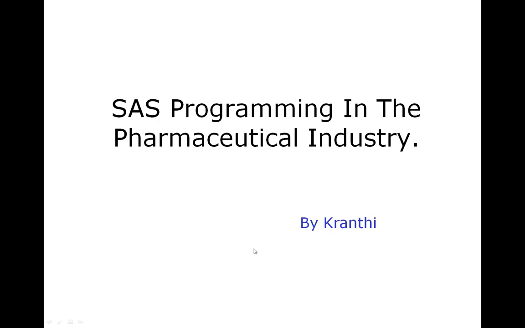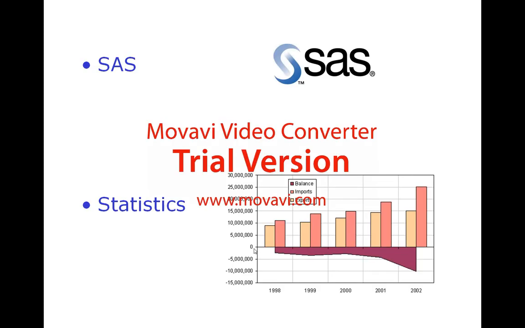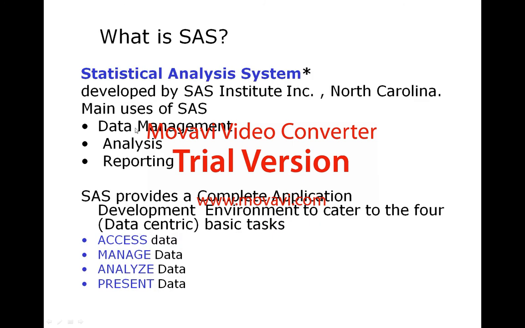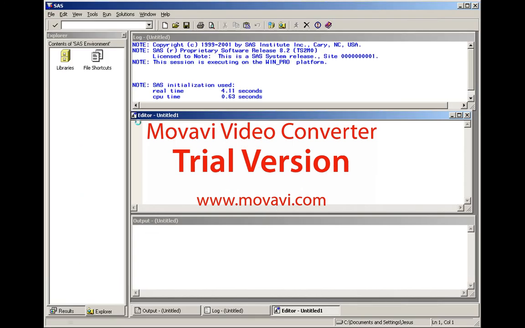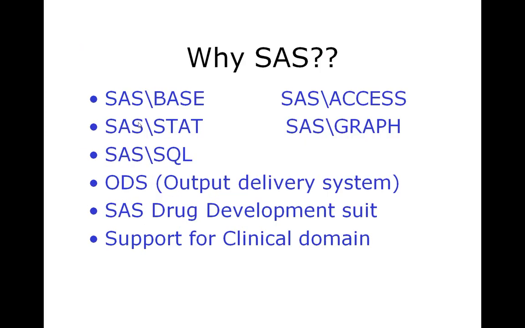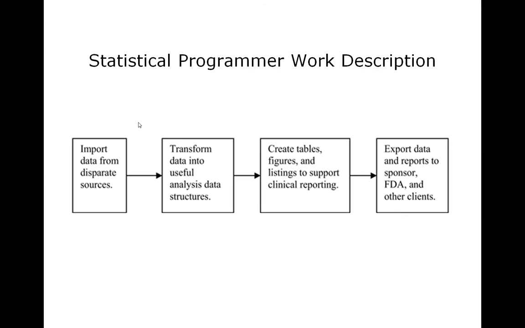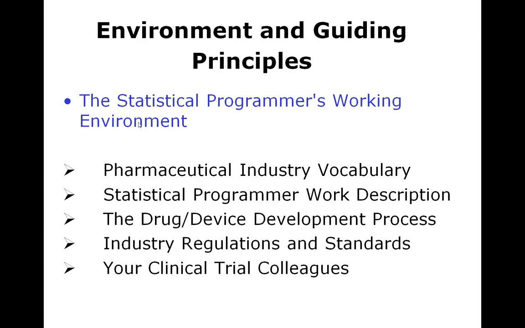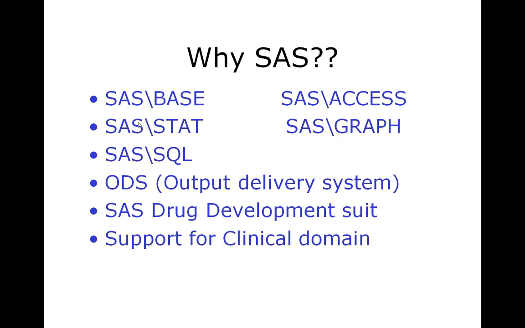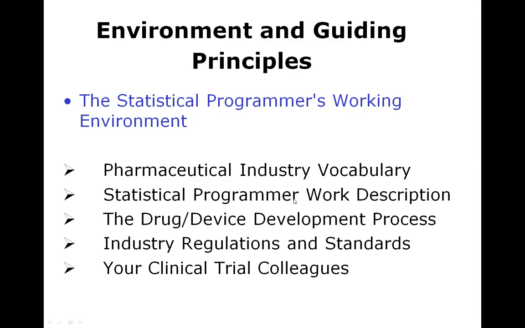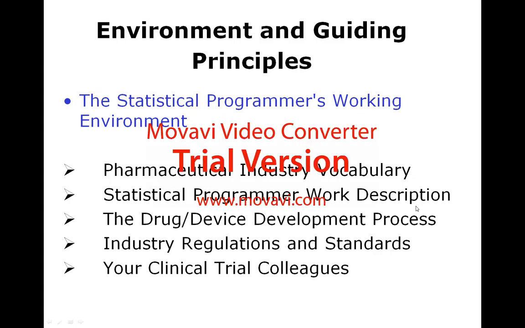SAS programming in the pharmaceutical industry. To work in the pharma industry, you should have the SAS knowledge and the statistical knowledge. Okay. So these are like SAS. This there are 2 steps. Mainly in the clinical, you should know these things. Pharmaceutical industry vocabulary you should understand. So if you are from pharmacy background or life sciences background, then you can understand this one.